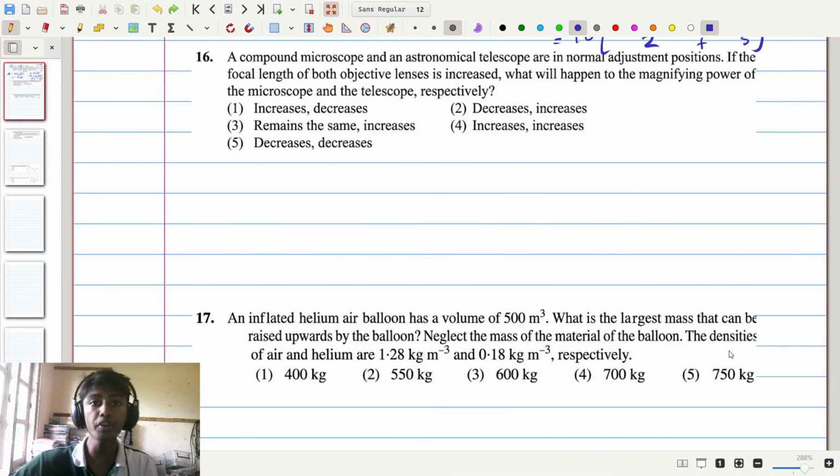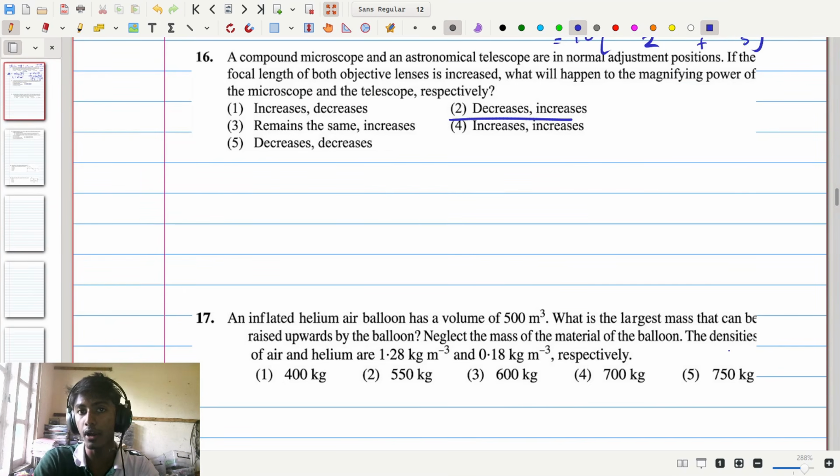Next, if we consider question number 16, question number 16 says, a compound microscope and an astronomical telescope are in normal adjustment positions. If the focal length of the objective lenses of both of these is increased, what will happen to the magnifying power of the microscope and the telescope respectively? Now the correct answer here is answer number 2, decreases and increases.